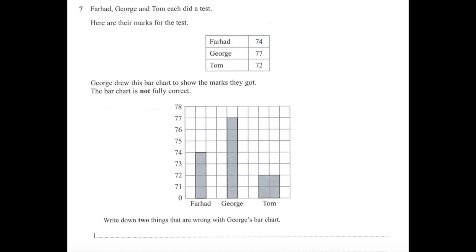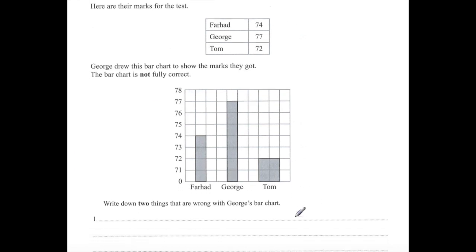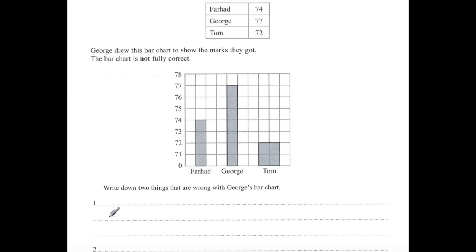The first mistake you should notice about this bar chart is that the widths of the bars are different. The width of Tom's bar is different from George and Fahad when it should be the same. So the width of the bar is different.